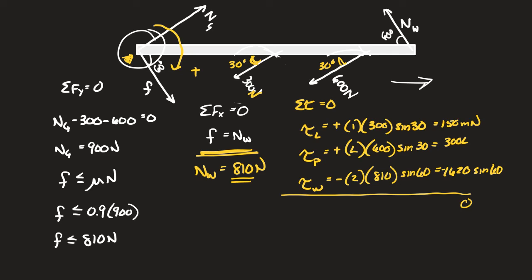So there'll be 150 plus 300L minus 1620 sine 60 equals 0. L equals 4.2 meters. That exceeds the length of the ladder. So they can sit anywhere.